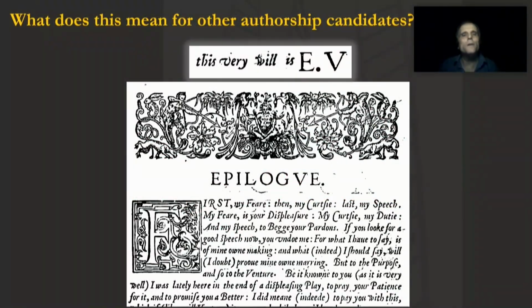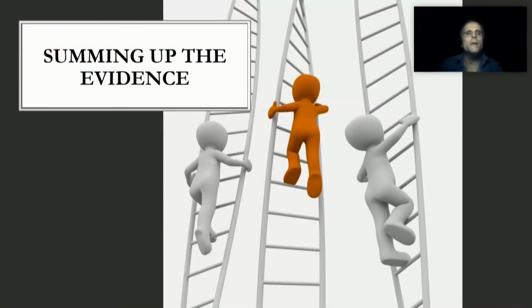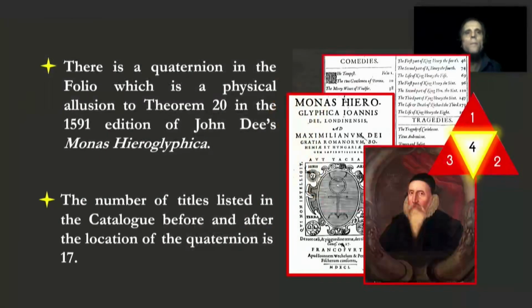Here's the question for scholars. What does this mean for other authorship candidates? Summing up the evidence. There is a quaternion in the folio, which is a physical allusion to theorem 20 in the 1591 edition of John Dee's Monas Hieroglyphica. The number of titles listed in the Catalogue of plays before and after the location of the quaternion is 17.